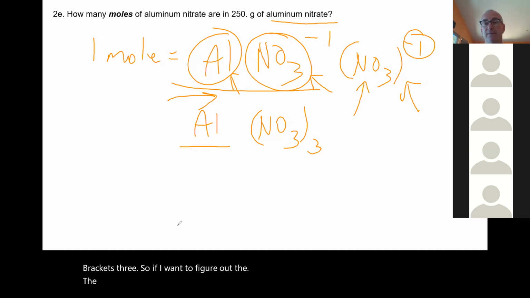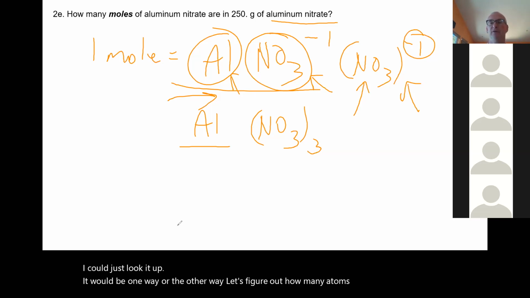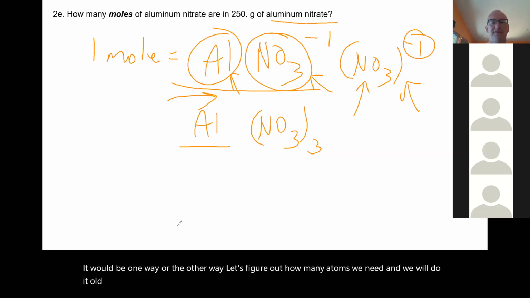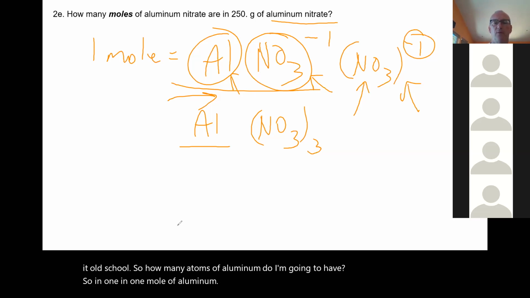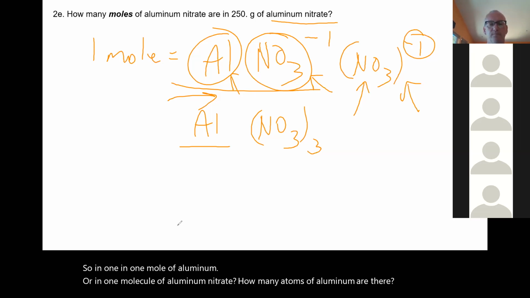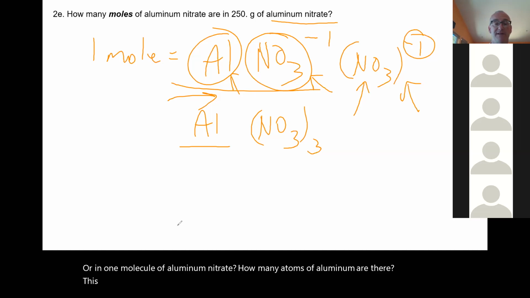So if I want to figure out the atomic mass of this, I could just look it up. It would be one way. Well, the other way, let's figure out how many atoms we need, and we'll do it old school. So how many atoms of aluminum am I going to have? So in one mole of aluminum, or in one molecule of aluminum nitrate, how many atoms of aluminum are there? Is it 1? Yeah, 1. This is my formula right here.